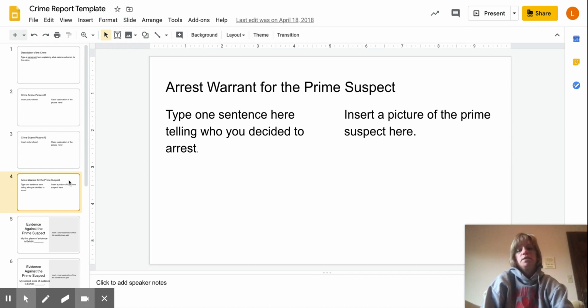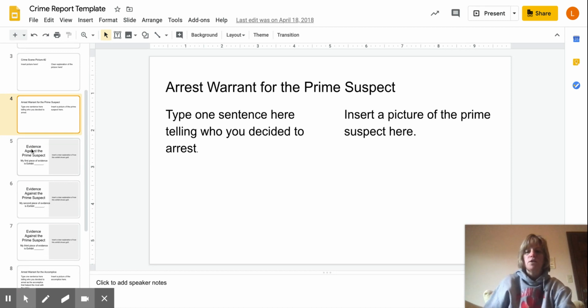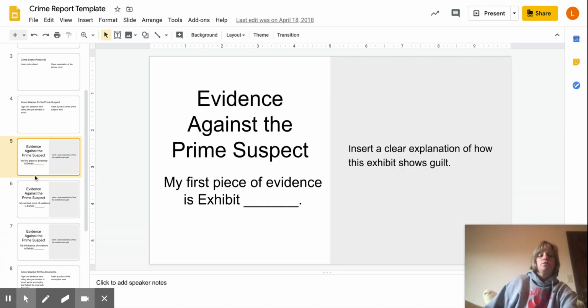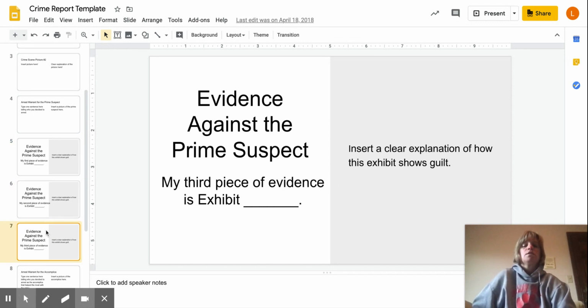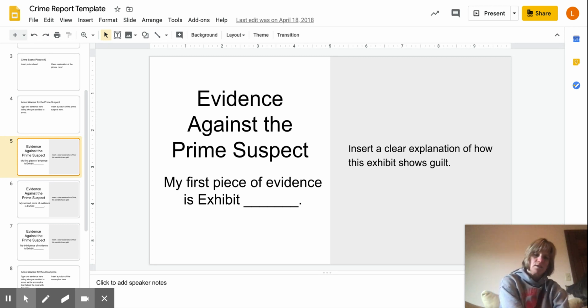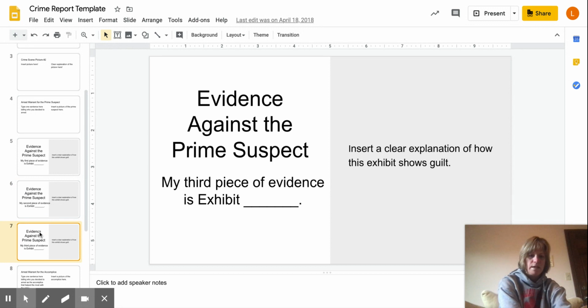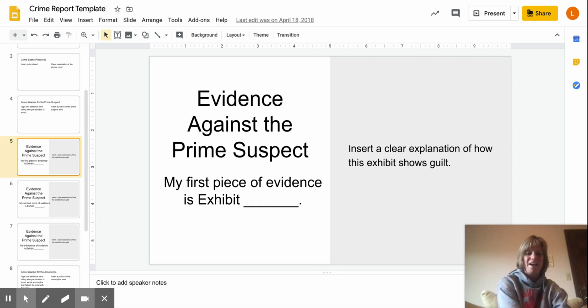Okay, now here comes the part that will not be as hard as it sounds because you did this work yesterday. So you are going to be doing on the next 3 slides the evidence against the prime suspect. That's going to be easy if you have up today your assignment from yesterday, your preparation assignment. So let's say that you pick snowpack as the prime suspect. Your 3 pieces of evidence would be Exhibit A, then Exhibit B, then Exhibit C. If you pick La Nina as your prime suspect, your pieces of evidence are going to be Exhibits D, E, and F, and so on.